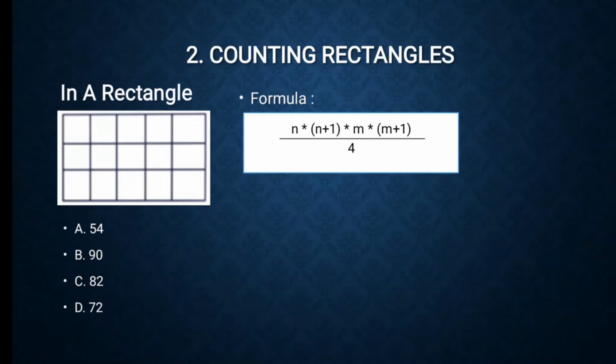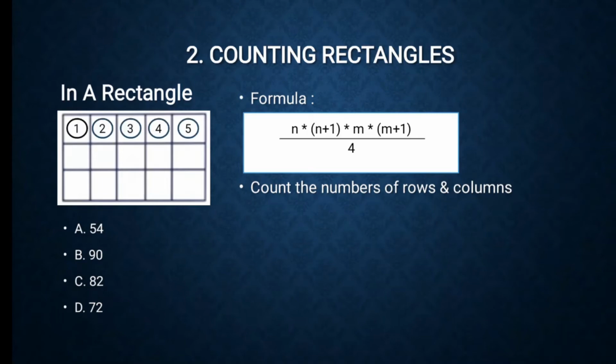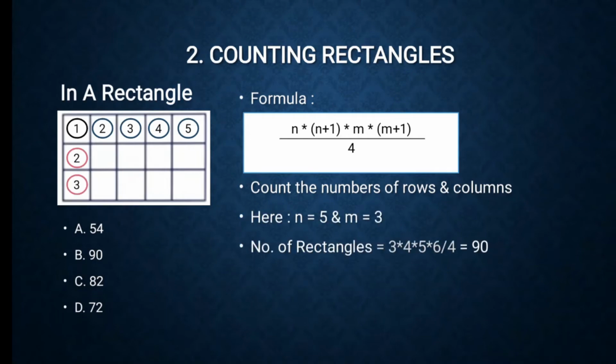So the number of rows, like I said in this figure, was 3, and the number of columns for this was 5. So you can simply put the values of n and m, that is the rows and the columns, and you will be able to get the answer. So the number of rectangles in this case will be 3 into 4 into 5 into 6 divided by 4. 3 and 5 are the number of rows and columns, and I am substituting the value in the formula. Nothing else to do, no actual manual counting, and the answer will be 90. There are 90 rectangles in this figure.